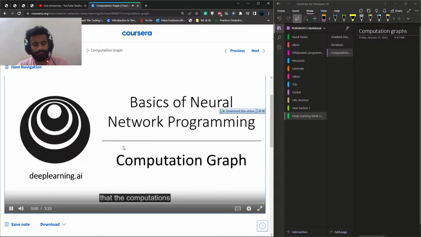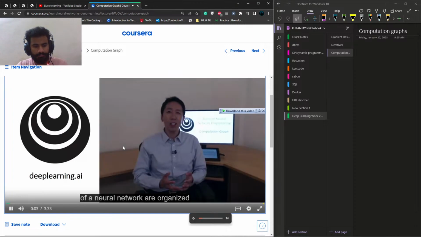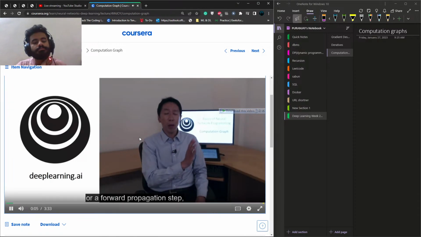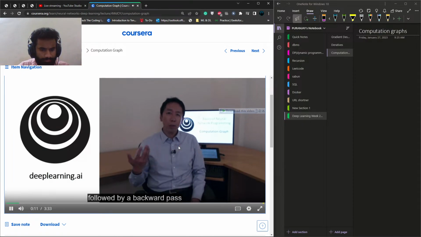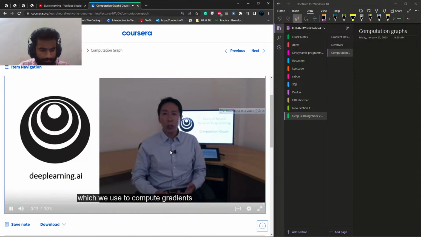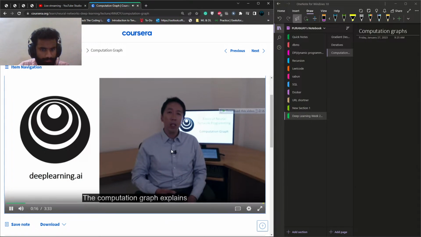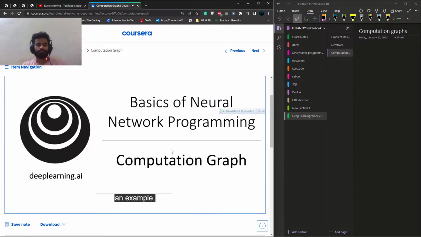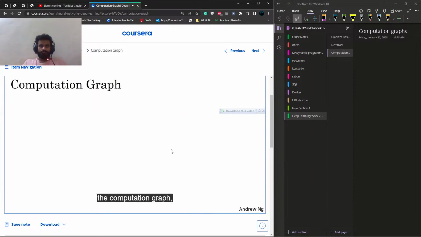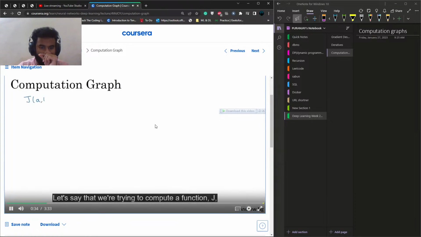You've heard me say that the computations of a neural network are organized in terms of a forward pass or forward propagation step in which we compute the output of the neural network, followed by a backward pass or a back propagation step which we use to compute gradients or compute derivatives. The computation graph explains why it is organized this way. In this video, we'll go through an example. In order to illustrate the computation graph, let's use a simpler example than logistic regression or a full-blown neural network.